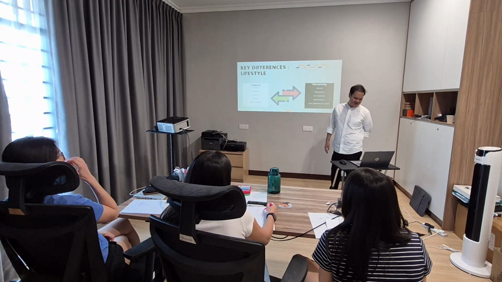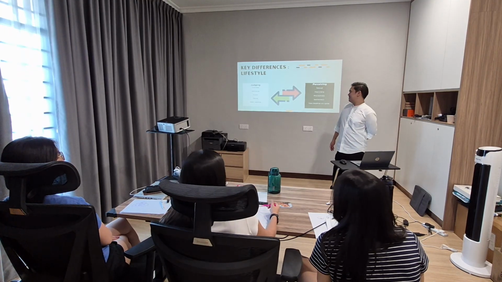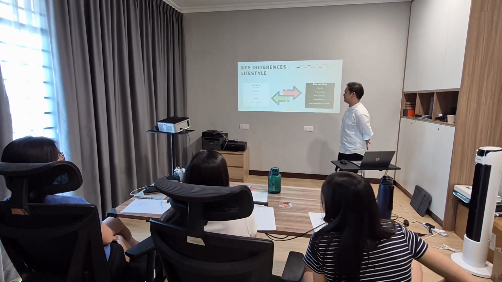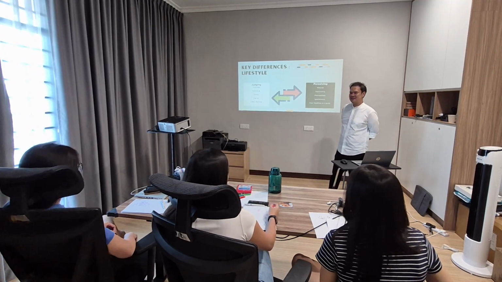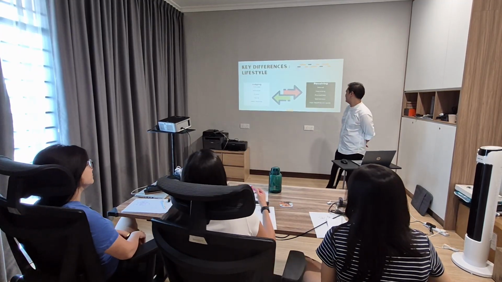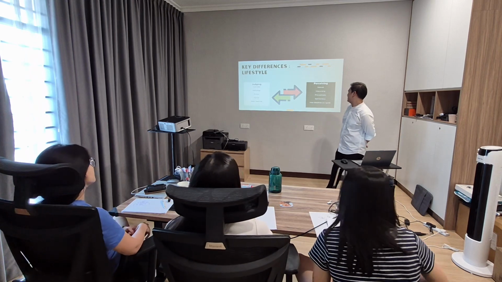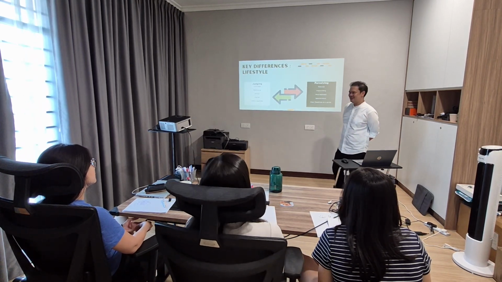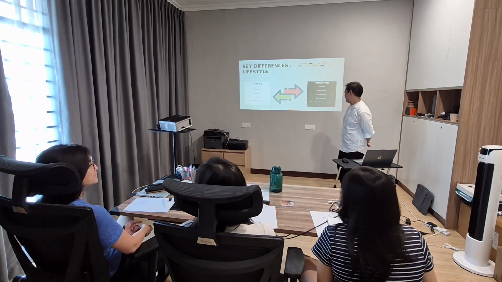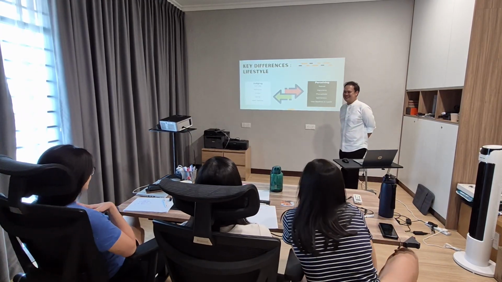So again, the key differences. Judging is controlled, methodical, prompt, and very good at plans and meeting deadlines. While perceiving, they are more relaxed and improvising. They like to procrastinate, they are spontaneous, and they view deadlines as a guide.